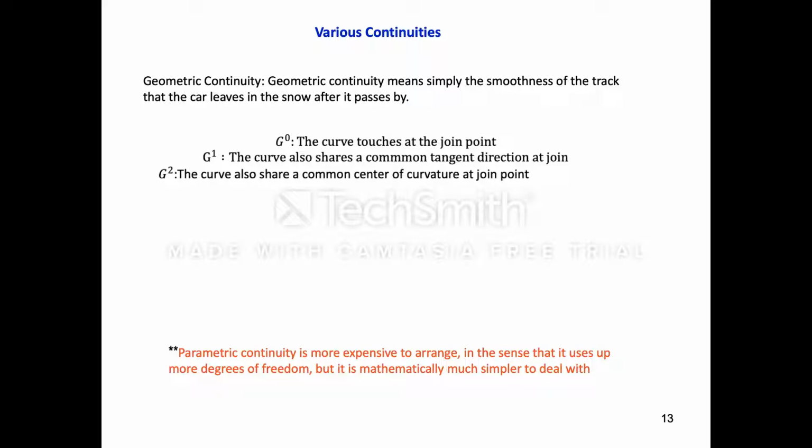To make a note, parametric continuity is more expensive to arrange in the sense that it uses up more degrees of freedom, but mathematically it's simpler to deal with.